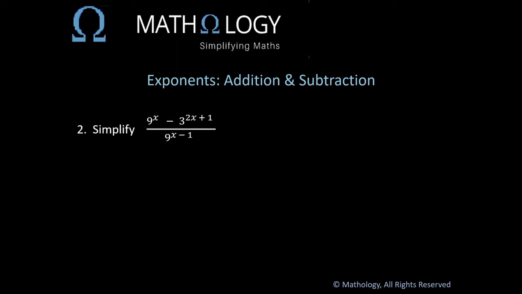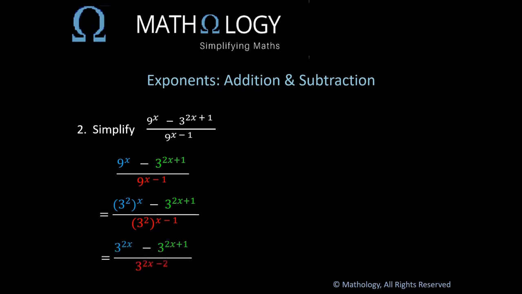To simplify this problem, note that there are two terms in the numerator, which means that we will be factorizing. But before we do that, we need to ensure that the base of each power is the same, so we will express the base 9 as 3 squared. We can now apply exponent laws, to get 3 to the 2x, minus 3 to the 2x plus 1, all over 3 to the 2x minus 2.